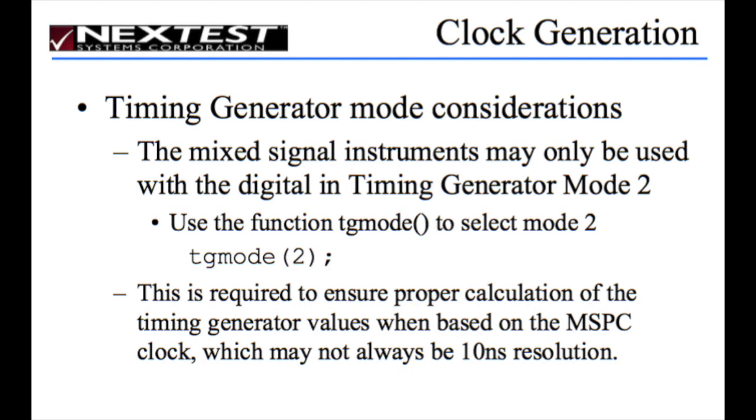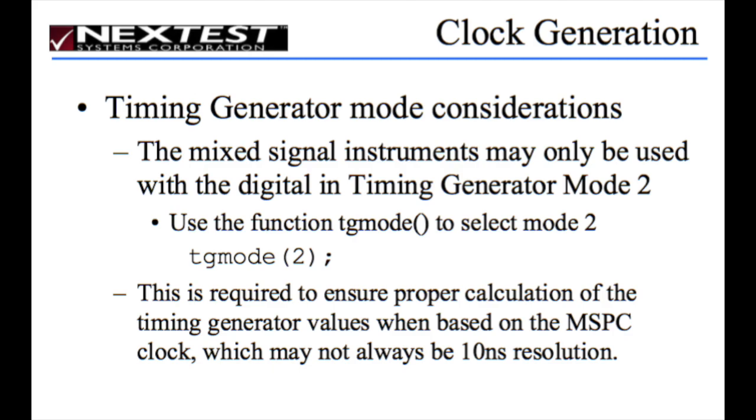And here's what killed us. It was important that you choose the timing generator mode. So timing generator mode considerations. The mixed signal instruments may only be used with the digital in timing generator mode 2. Use the function TG mode to select mode 2, TG mode 2. This is required to ensure proper calculation of the timing generator values when based on the MSPC clock, which may not always be 10 nanoseconds resolution.